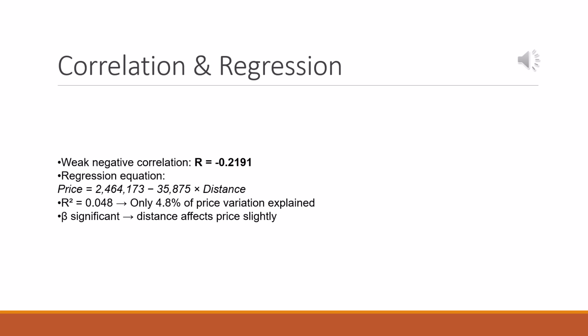The regression equation showed that for every additional kilometer away from the CBD, prices dropped by around a couple of $1,000. While the slope was statistically significant, the R squared value was only 0.048. This means distance only explains 4.8% of the variation in price, suggesting other factors play a much larger role.